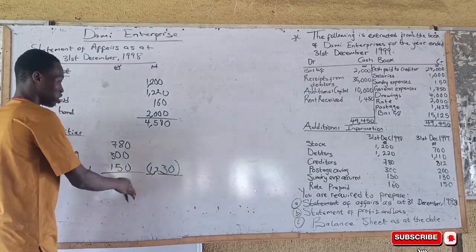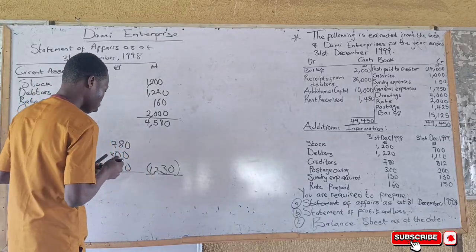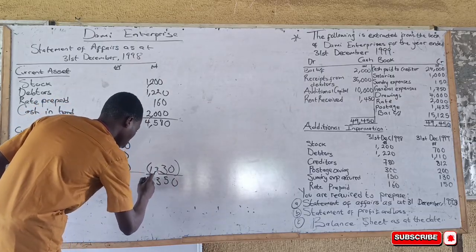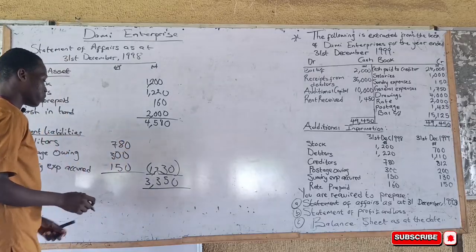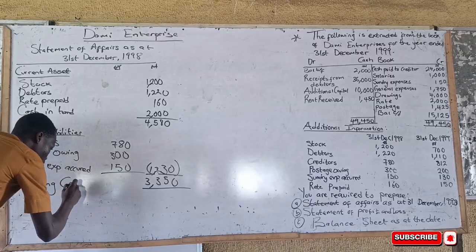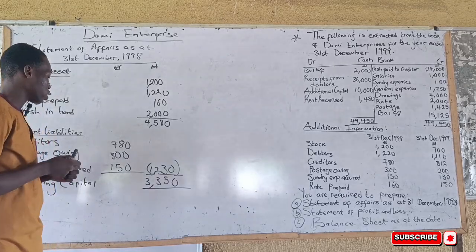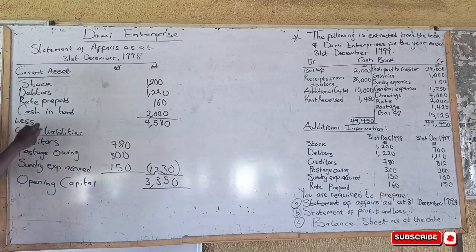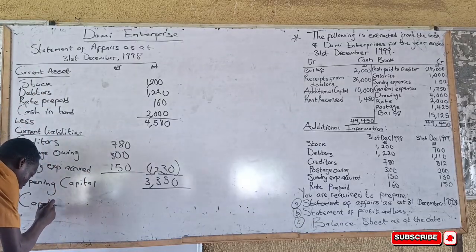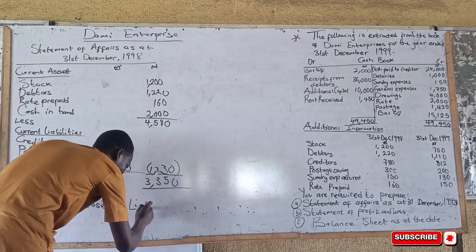And don't forget the balance here, we are going to less it from our current assets to get our capital at the beginning. So let's subtract this. This gives 3,350. 3,350 is the opening capital, our capital at the beginning. So don't forget, we are subtracting it, and the equation is given by capital is equal to assets minus liabilities.